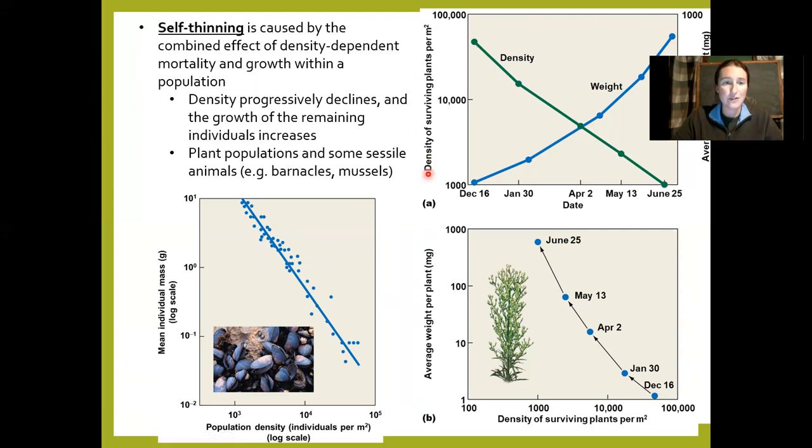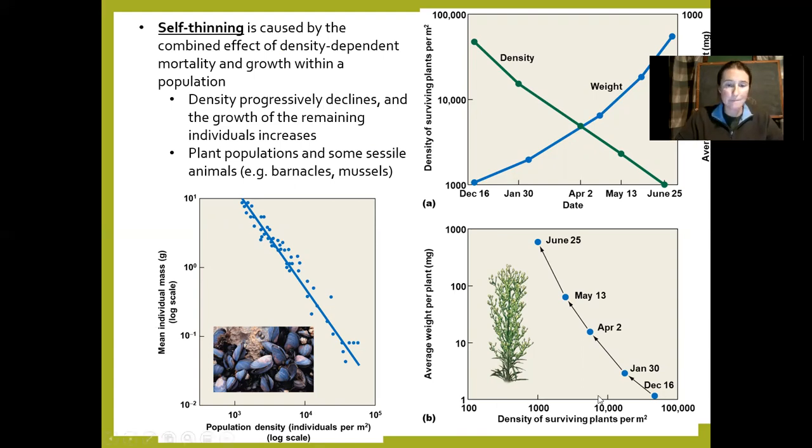What we can see up here is that on the y-axis, we have surviving plants, right? At the beginning of the season, the plants were super dense. And over the course of the season, the density declined, right? So certain plants were actually dying off, and the surviving plants were actually able to increase in size because now there's more space, more resources, including light, available to the remaining plants.